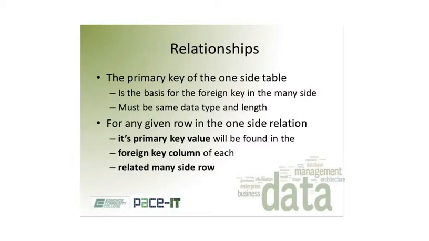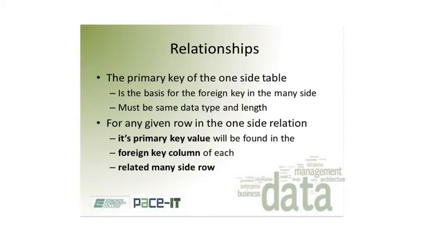So relationships, we want to talk about how keys work in relationships. On the one-side relation, you're going to have a column that's going to be the primary key, one or more columns. This key, one or more columns again, is also the basis for the foreign key on the many side. Must be the same data type and length. So if I have a numeric primary key column, I want to have a numeric foreign key in the many-side relation that links me. So for any given row in the one-side relation, its primary key value will be found in the foreign key column of each many-side related row.